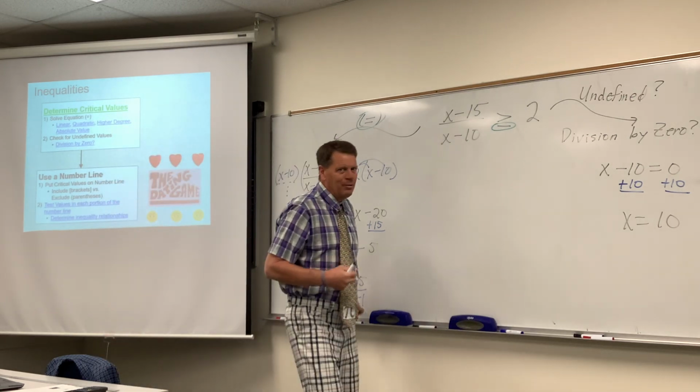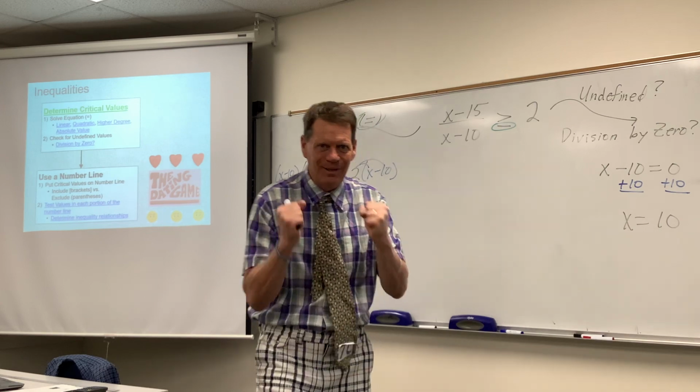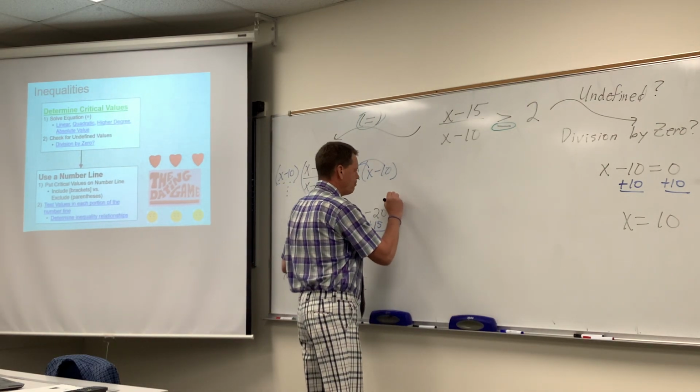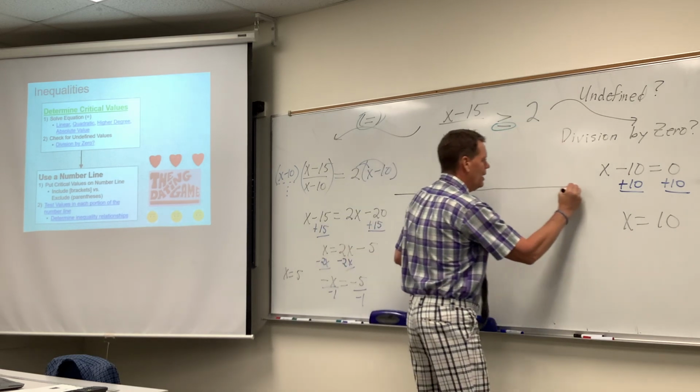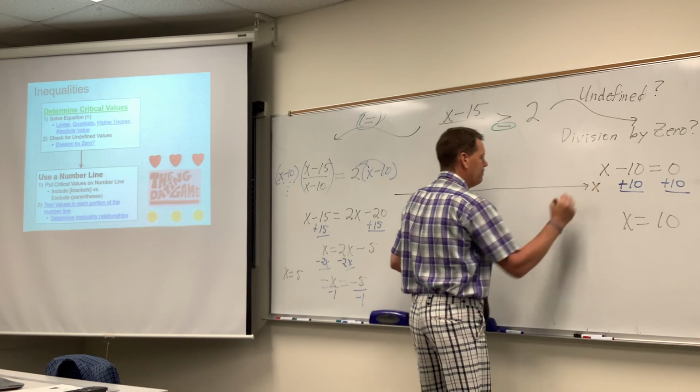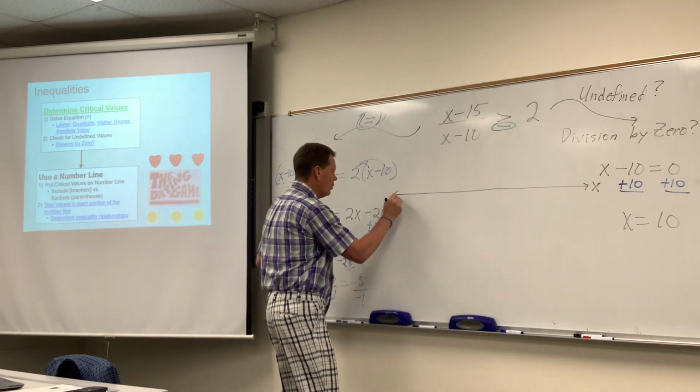And now what I would suggest, and I'm so excited, I'm about to become a game show host and live my dream. So what I would do at this point is make a number line here to represent all the values that x could possibly be. Okay, I'm a very visual person.